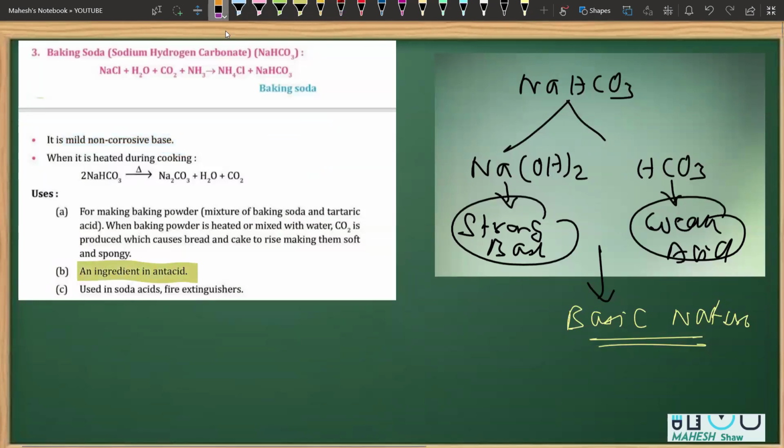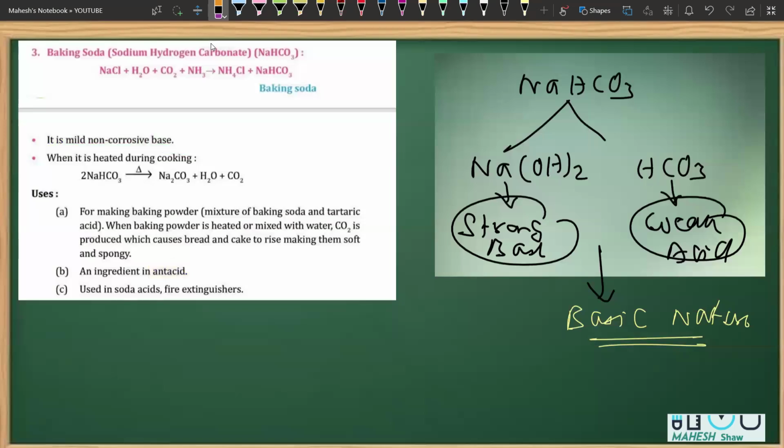One more time, this is a mild base and therefore it is non-corrosive. So we use it as an antacid to get relief from the excess acid produced in the stomach, or the pain. We get relief from the pain. So that's why we say antacid. Antacid is not an acid produced by ants. Obviously, this is an acid. This is a substance or a medicine which is taken to get relief from acidity. That's why we use the term antacid.